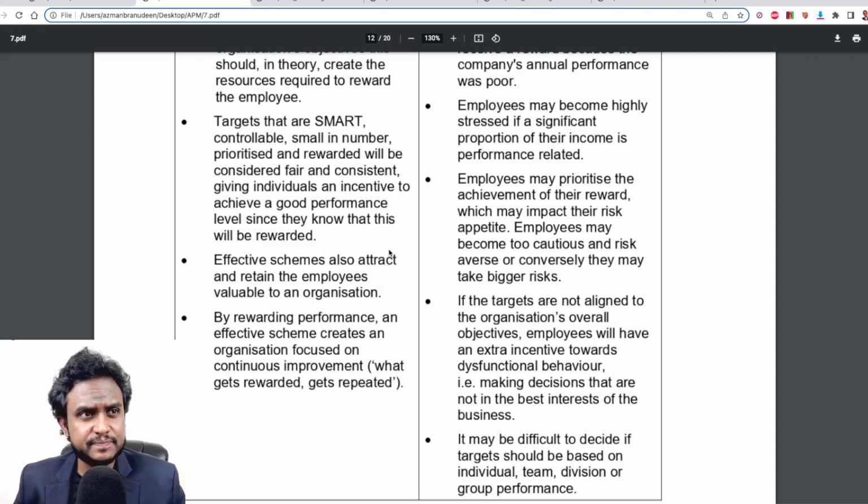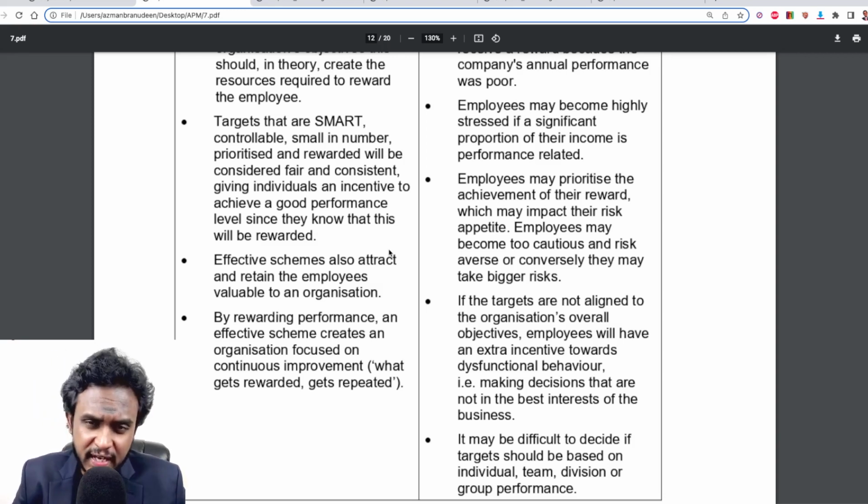If targets are not aligned, there could be situations where dysfunctional behavior is displayed, because employees may chase the target. Dysfunctional behavior happens when employees are focused more on their personal gain rather than the corporate objectives. It generally happens when the targets given to employees are not in line with the corporate objectives. If they are in line, then when the employees are chasing them anyway, the corporate objectives are automatically achieved.